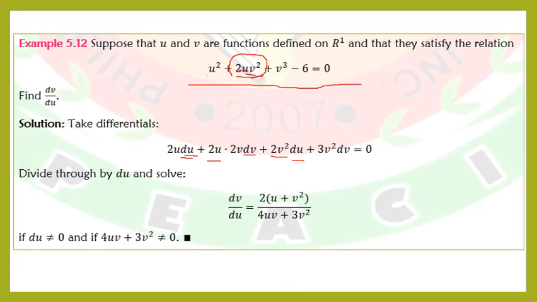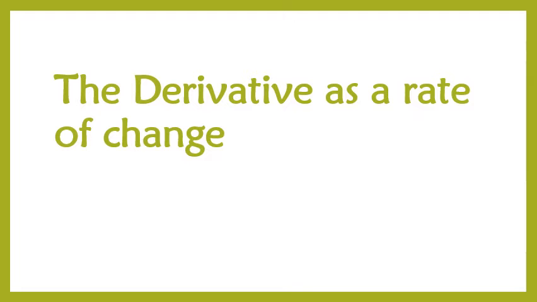And then sa third term, v cubed, ang derivative niya is 3v squared dv. Since nag-derive tayo kay v, mag-a-add tayo ng dv. And then derivative of 6 is 0 and also equals to 0. So 0 minus 0 is 0 pa rin. So if we divide both sides by du, we obtain dv over du is equal to 2u plus v squared over 4uv plus 3v squared. Okay, so you can verify or solve this one again para malaman ninyo na ito talaga yung result niya.